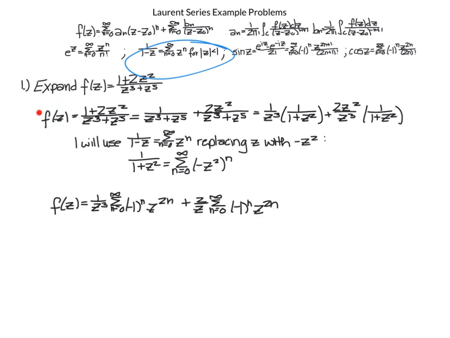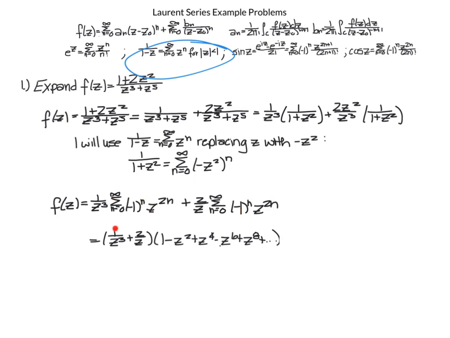In terms of my f of z, that means I'm going to have my 1 over z cubed summation then. Here I went ahead and took out the negative 1 to the n. I separated that out, and then I'm left with z to the 2n. For my next term over here, I still have my 2z squared over z cubed, which simplifies to 2 over z, and then summation, again, I take out my negative 1 to the n, and then I'm left with z to the 2n.